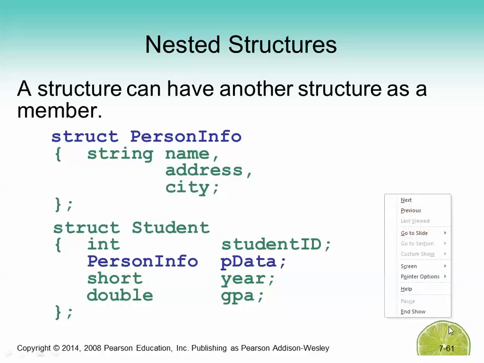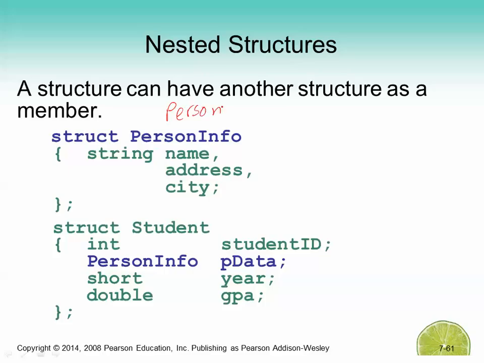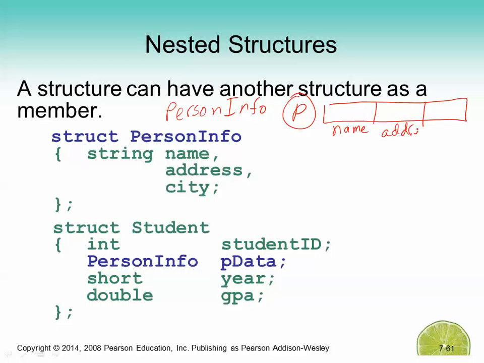So if we were going to visualize this in memory, let's suppose that we already have person info, and we have P. We create P. Remember this, it is not until we create the object structure that we reserve the space in memory. It's going to have name, it's going to have address, and it's going to have city. It's going to have those three.